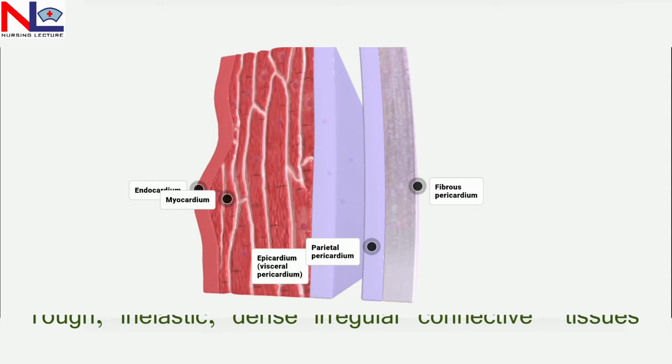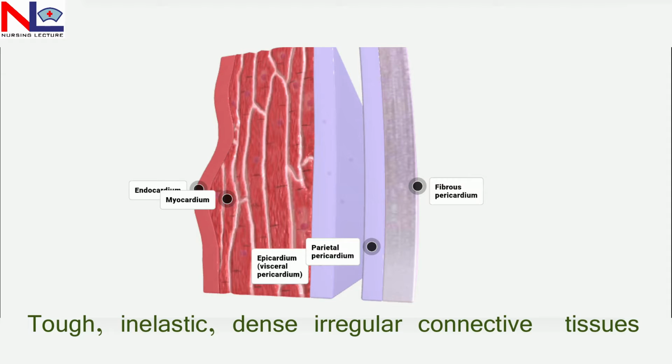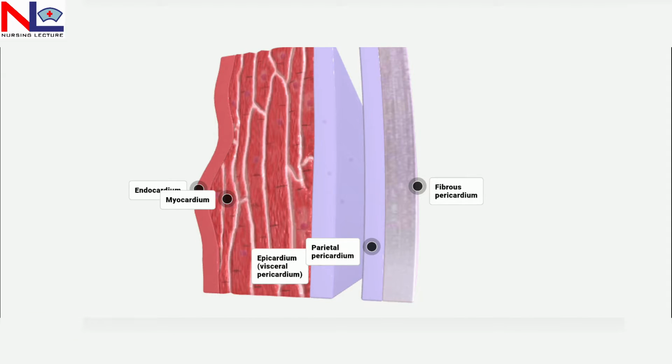this layer protects because it is tough and inelastic, and it is made up of dense irregular connective tissue, and also it prevents overstretching of the heart. So this is how this membrane protects the heart, and it anchors the heart in the mediastinum. So this layer is called the fibrous pericardium.